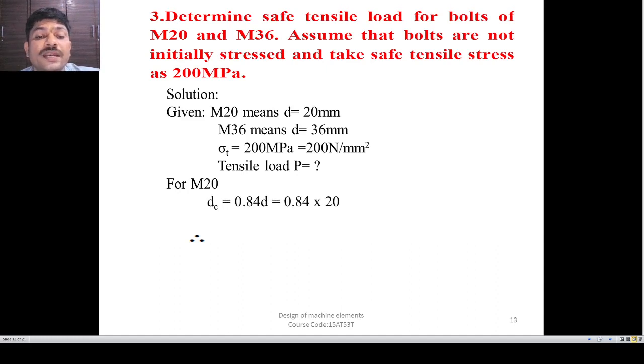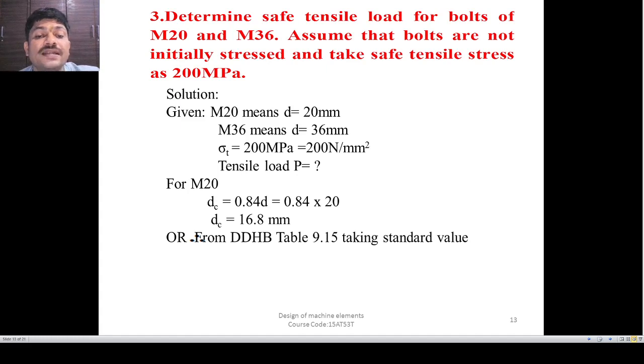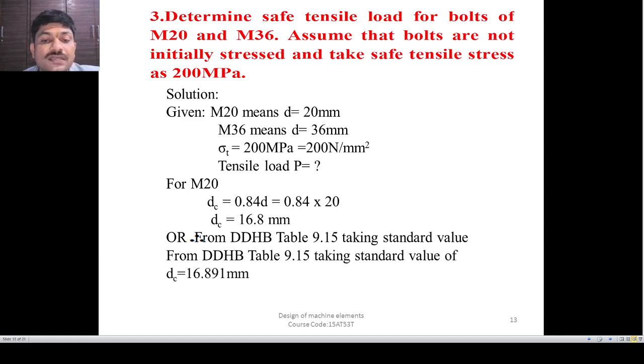dc is equal to 0.84 d. Substituting the value, we get 16.8 mm as the root or core diameter. Otherwise, you can directly use the design data book, table number 9.15. In that, open the M20 series, and the root or core diameter is 16.8, so the values are the same. Either you can use this value or the empirical relation value. Any one value you can use.